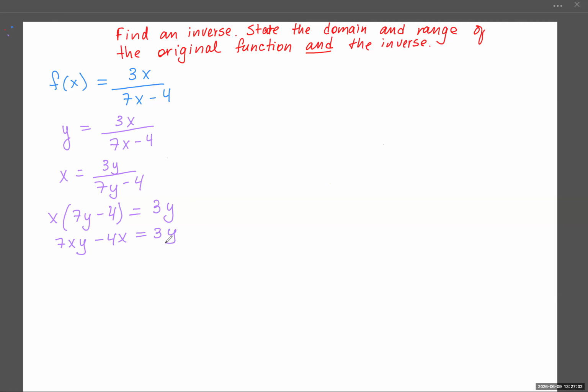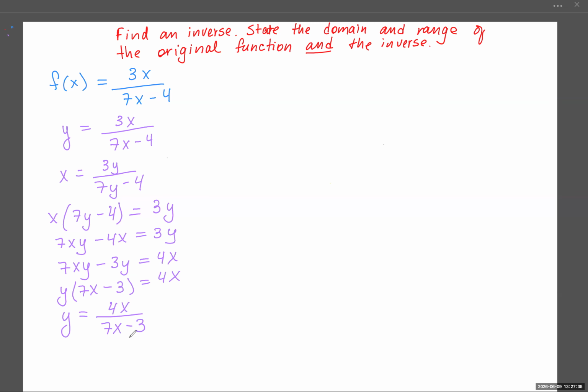Now we're solving for y, but our y's are on two different sides. We'll go ahead and put both things with the y on one side and everything else on the other side. 7xy minus 3y equals 4x. Now, on the left-hand side, we'll factor out the y. y times (7x minus 3) equals 4x. Now we can just divide: y equals 4x divided by 7x minus 3.